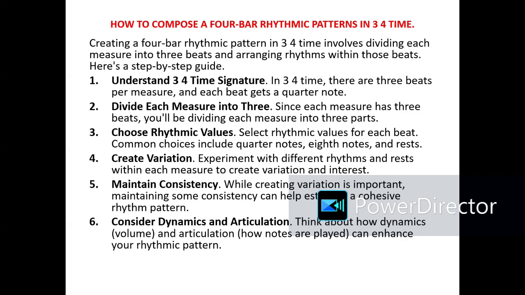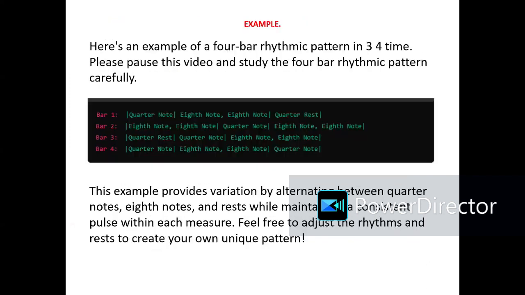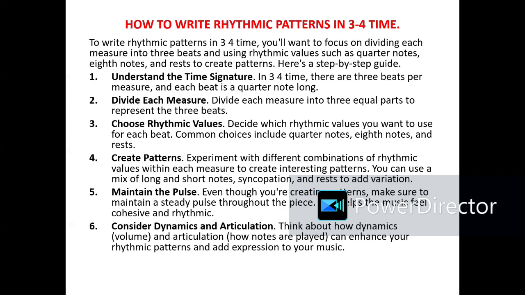6. Consider dynamics and articulation. Think about how dynamics, volume, and articulation, how notes are played, can enhance your rhythmic pattern. Example: here's an example of a 4-bar rhythmic pattern in 3/4 time. Please pause this video and study the 4-bar rhythmic pattern carefully. This example provides variation by alternating between quarter notes, eighth notes, and rests while maintaining a consistent pulse within each measure. Feel free to adjust the rhythms and rests to create your own unique pattern.